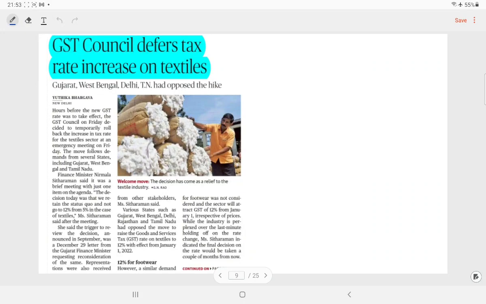So the next news is about the GST Council, as the GST Council defers the tax rate increase on textiles. It decided to keep the tax rate on textiles at 5%, but on leather, especially on footwear, the GST rate is increased from 5% to 12%, and this was in the news. So what is this GST Council, and how are things being done?